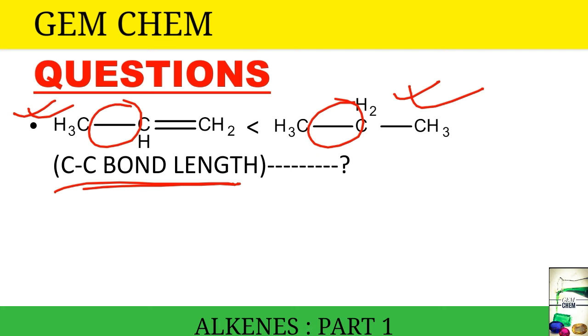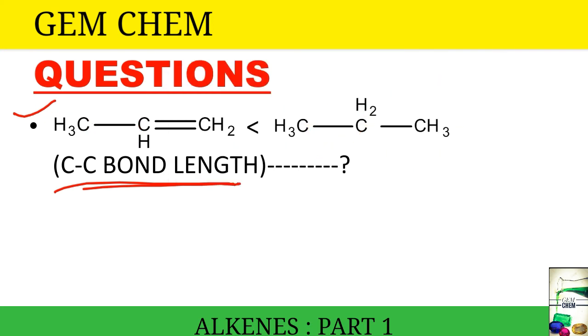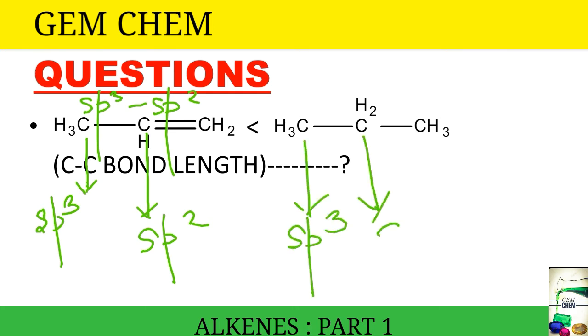Now see, first things first, if we consider the hybridization first, this carbon is sp3 hybridized, right? And this carbon is sp2 hybridized. So this bond is formed by sp3 and sp2 carbon, whereas this bond is formed by both sp3 and sp3 carbon, right? So bond formation between sp3 carbon.